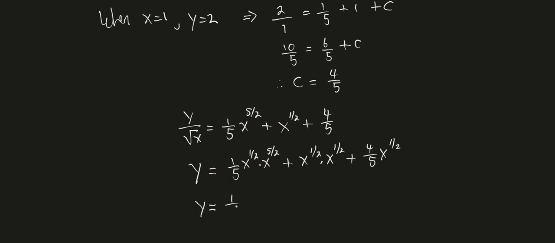Y is equal to 1/5. Add those exponents, I get a 3, so that's 1/5 x cubed. Add these exponents, and I get x to the first power, so plus x. And then I have this other term here now with my 4/5. And then if you want to go back and write it as the square root of x, that works. And this is our unique solution, guaranteed by that existence and uniqueness theorem. So we found our particular solution that satisfies our IVP, and we're guaranteed that this is the only one, right?